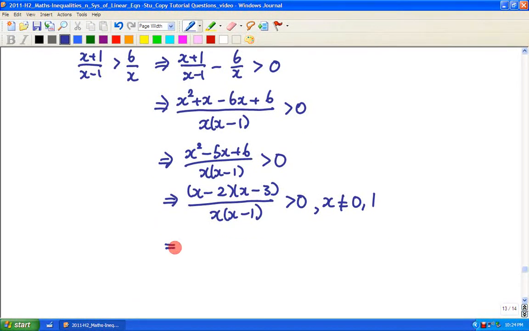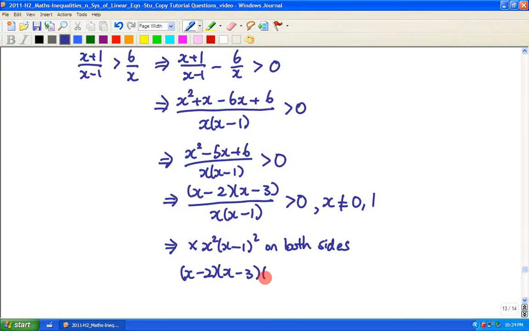From here, multiply both sides by a suitable positive expression, so we would multiply both sides by x squared times (x minus 1) squared. It will simplify to a polynomial inequality as follows. Then we will sketch the graph out on the number line. So the roots are 0, 1, 2, 3.